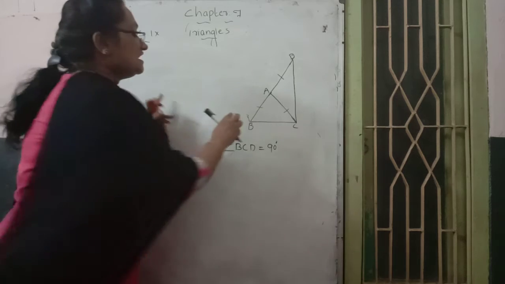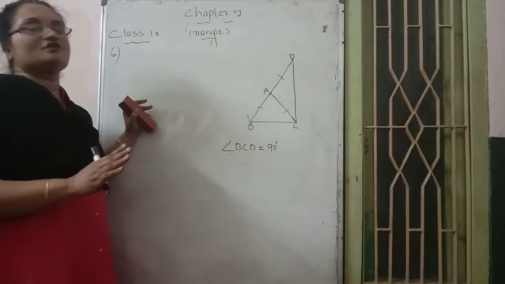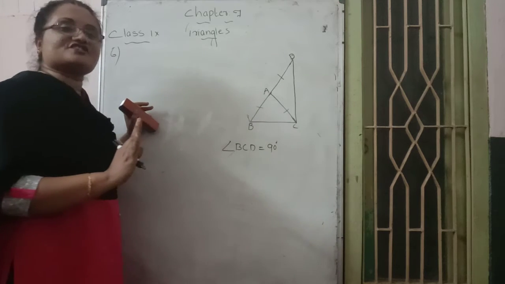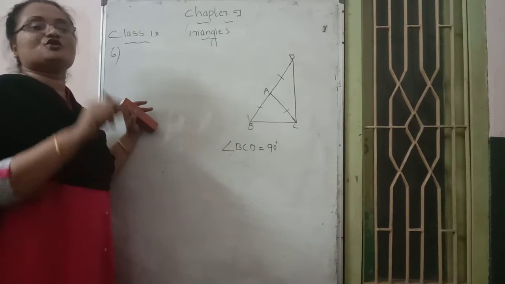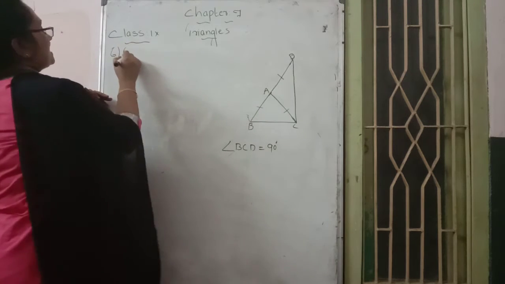Which answer? In the big triangle BCD, the C vertex becomes how many degrees? 90 degree. Looking at the diagram it is understood it is 90 degree, but we want to prove that the C vertex becomes 90 degree. So first we start like this.